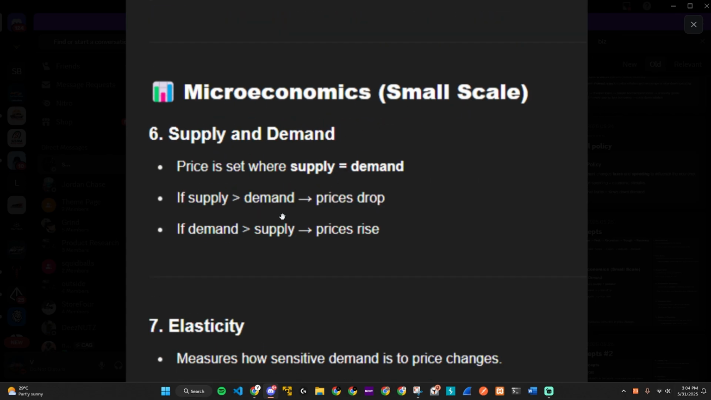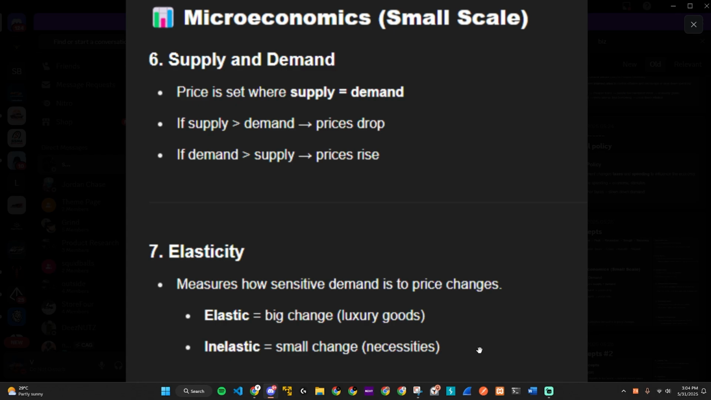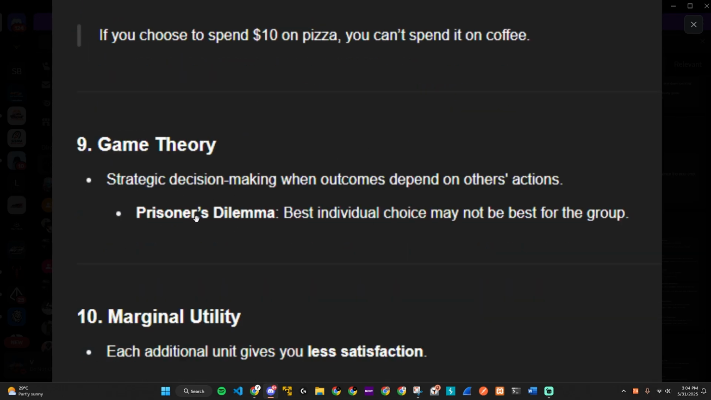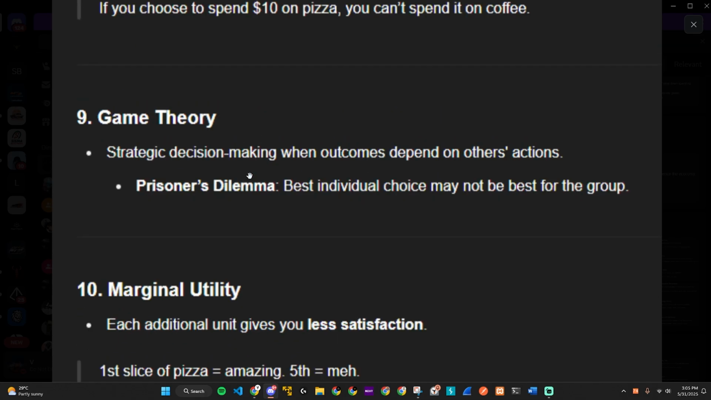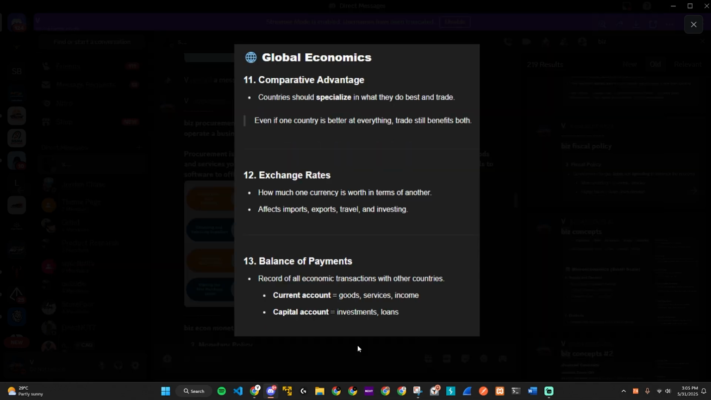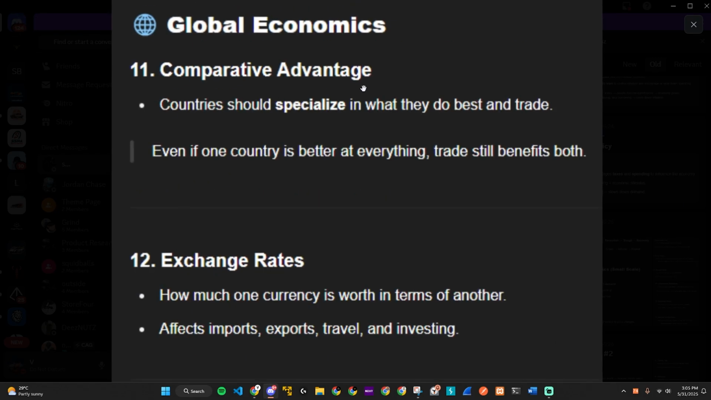Microeconomics. Supply and demand, this is the usual. Elasticity. Opportunity cost. Game theory. Business dilemma: the best individual choice may not be the best for the group, right? So you need to be aligned with other people's ideas, not conflicting. Marginal utility: each additional unit gives you less satisfaction, like the size of a pizza. Comparative advantage.